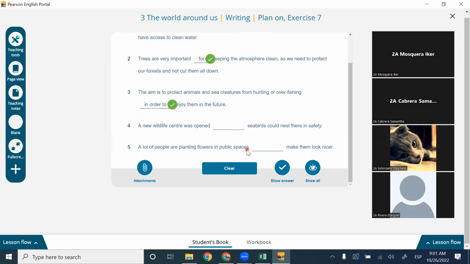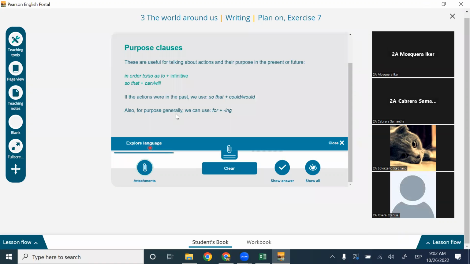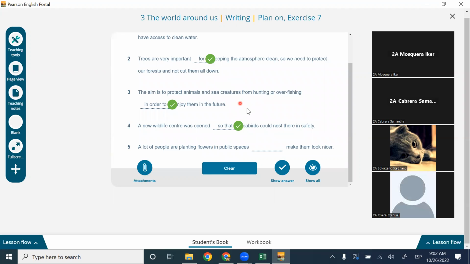Stefano. Was opened will save birds. Are you sure? So that, remember that you can use so that with could or would, or so that with can or will. Okay, it's very similar to the first one. Number 5.